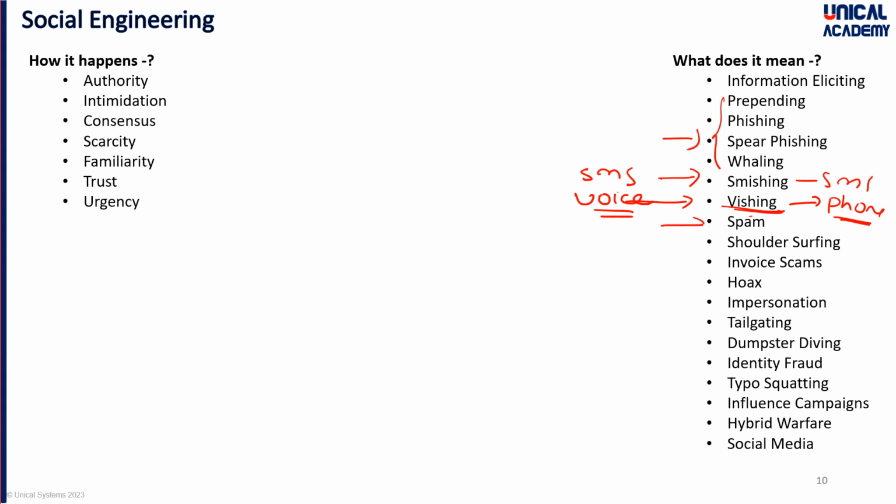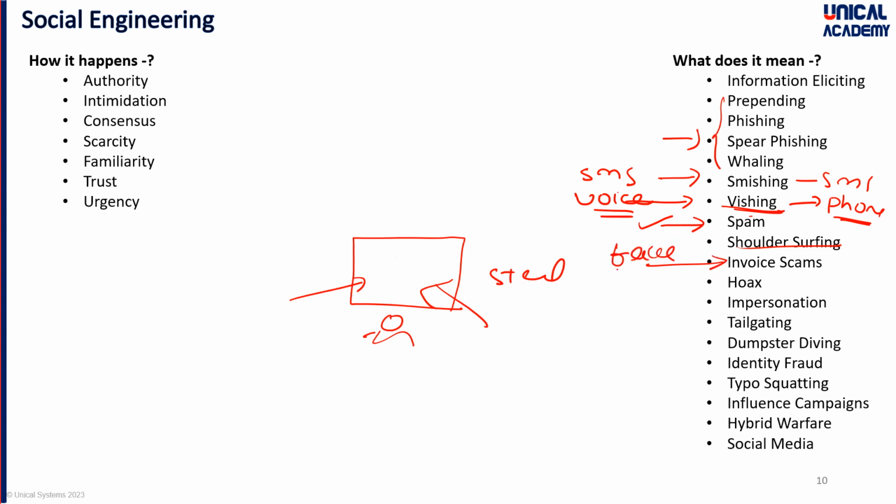Spam, as you know, is any unwanted communication. Shoulder surfing: somebody unintentionally seeing is not called shoulder surfing, but intentionally trying to steal data or capture certain secured information while another person is working on the system. That is shoulder surfing. Invoice scams: sending fake invoices to the accounts department and expecting them to process them. If that happens, that is an invoice scam. Any wrong information that can create a chaotic environment that can be utilized, in the right way or a wrong way, for a security breach is a hoax.